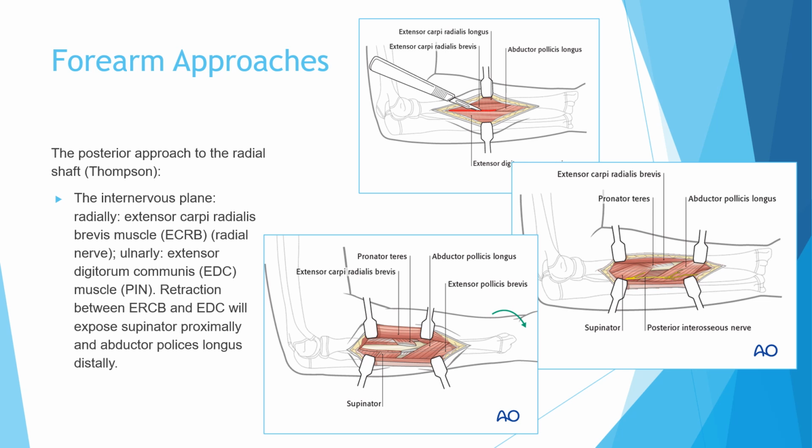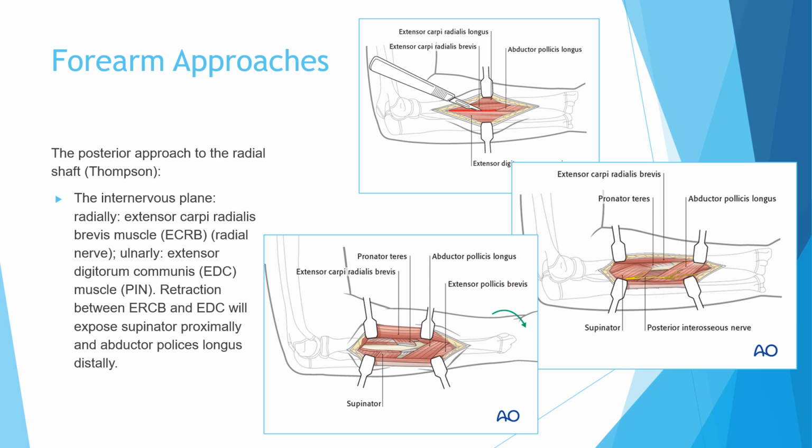Once you retract the extensor carpi radialis brevis and the extensor digitorum communis, you will find two muscles. Distally, you will find the abductor pollicis longus, and proximally, you will find the supinator with the PIN.